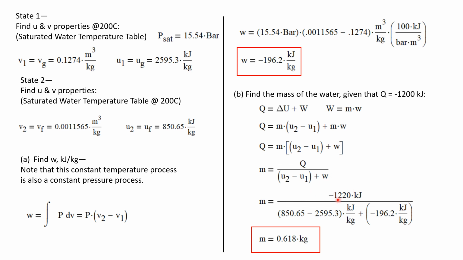Well, Q was given as minus 1200 kilojoules. I have values for u2 and u1, which came from the table. And we just calculated that the work was minus 196.2 kilojoules per kilogram. Solving this, I get a mass of 0.618 kilograms.